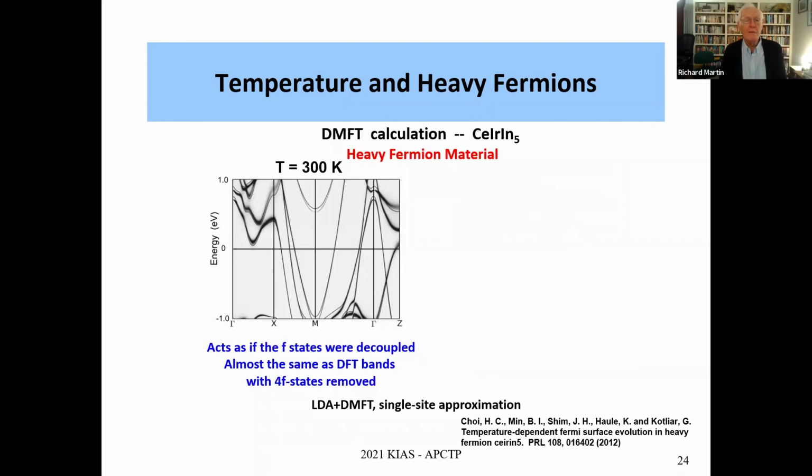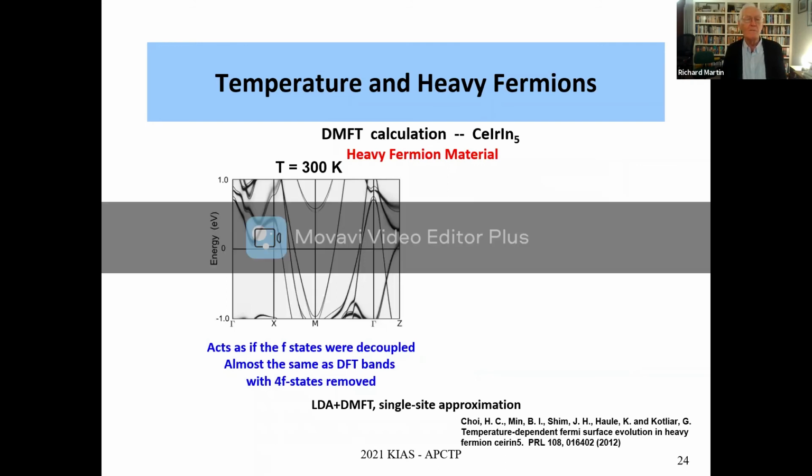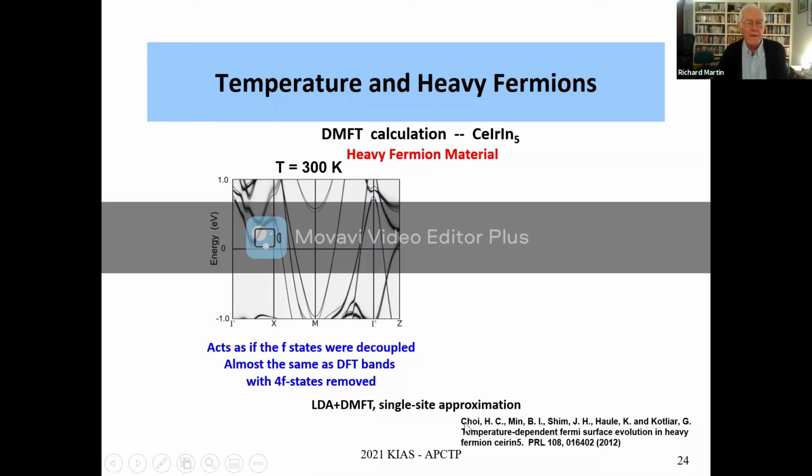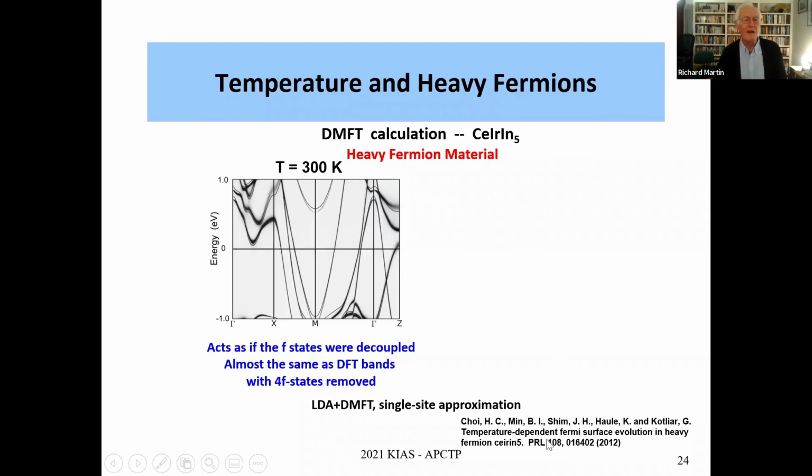So let's look at an example. This is cerium, iridium, indium-5. Now that may sound horrible to deal with, but in fact, the interesting things are happening on the cerium, and the other elements are providing the background bands and keeping the ceriums far enough apart that they don't interact too strongly with one another. At high temperatures, like room temperature in this case, this is theoretical calculations, by the way. It's backed up with relations to experiment, but the theoretical calculations show it much more clearly.